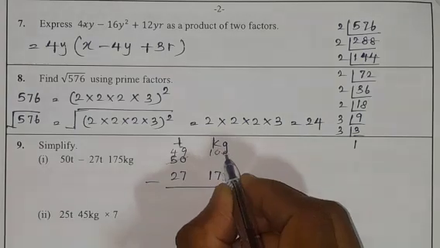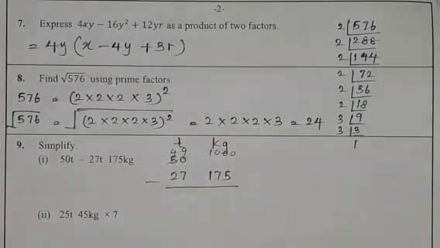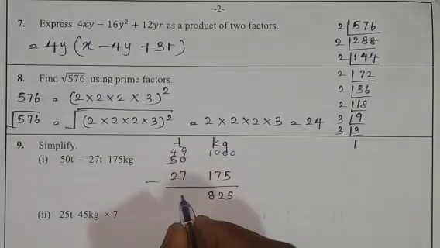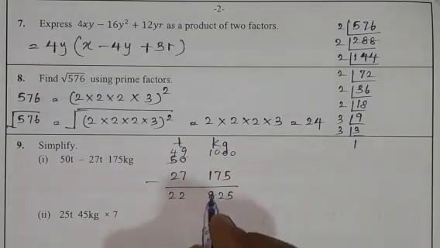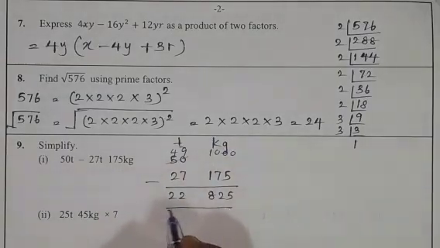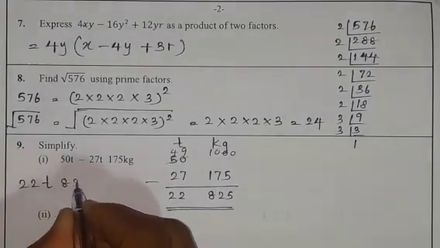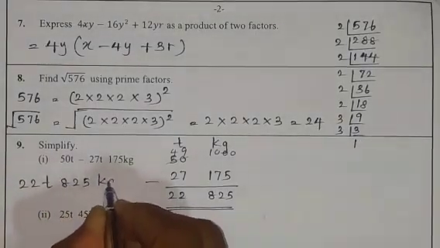Here 1000. 1000 minus 175 is 825. Here 22 tons. So the answer is 22 tons, 825 kilograms.